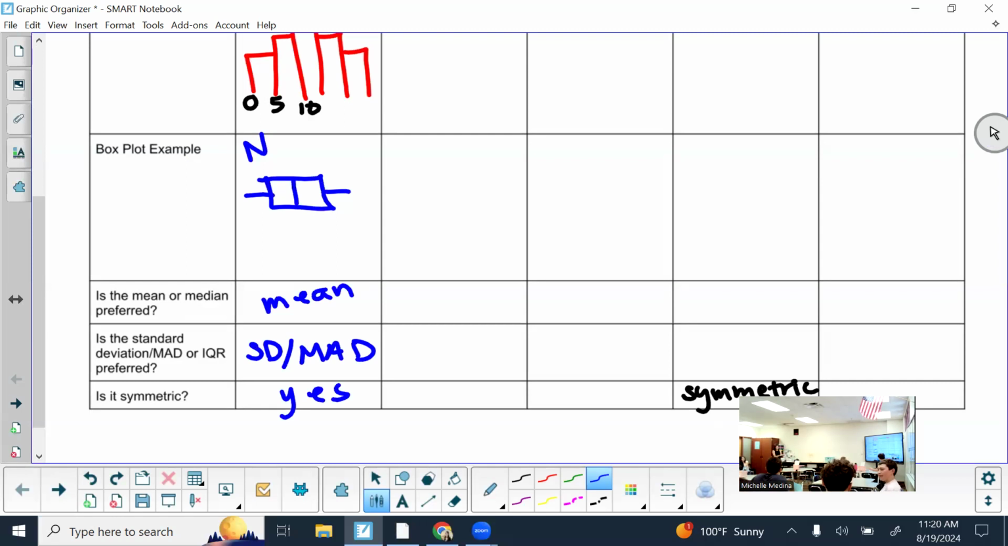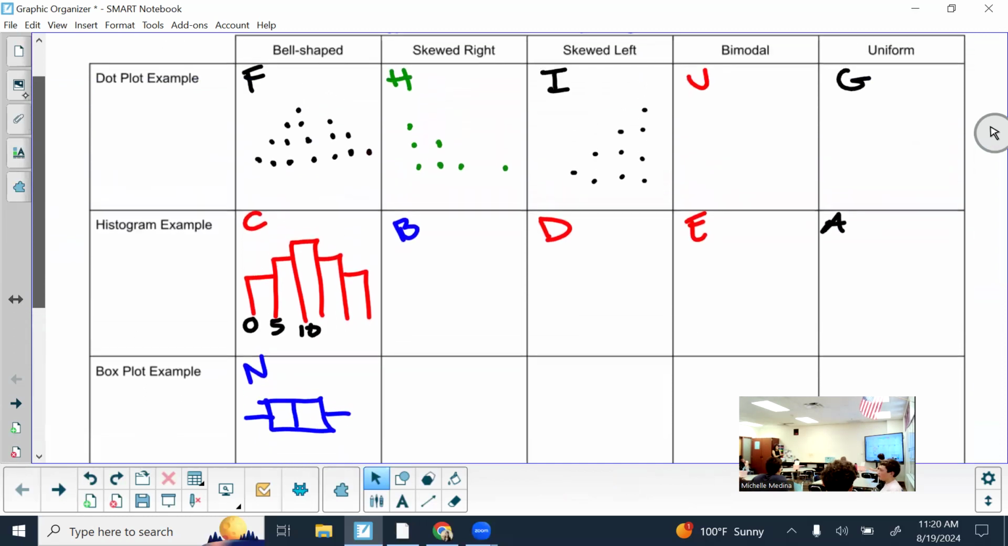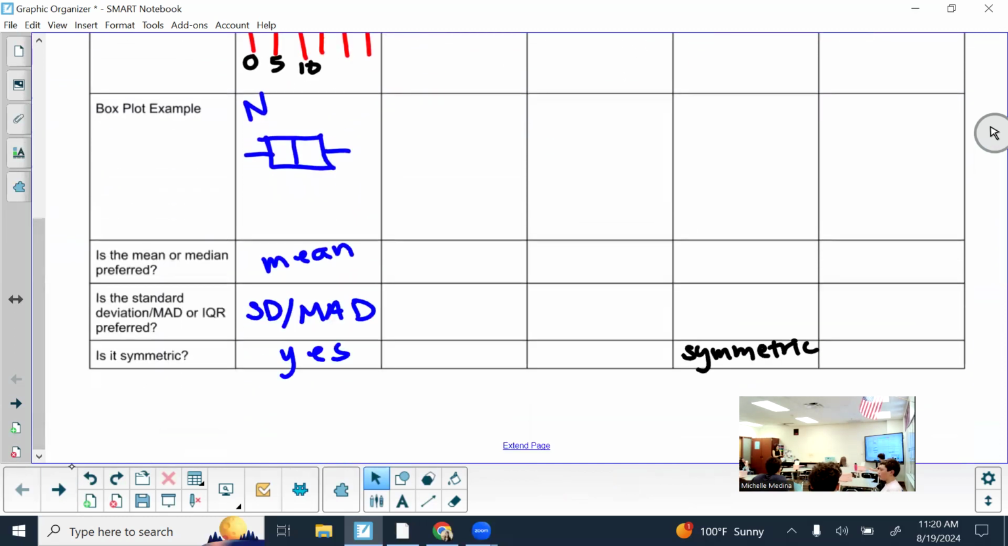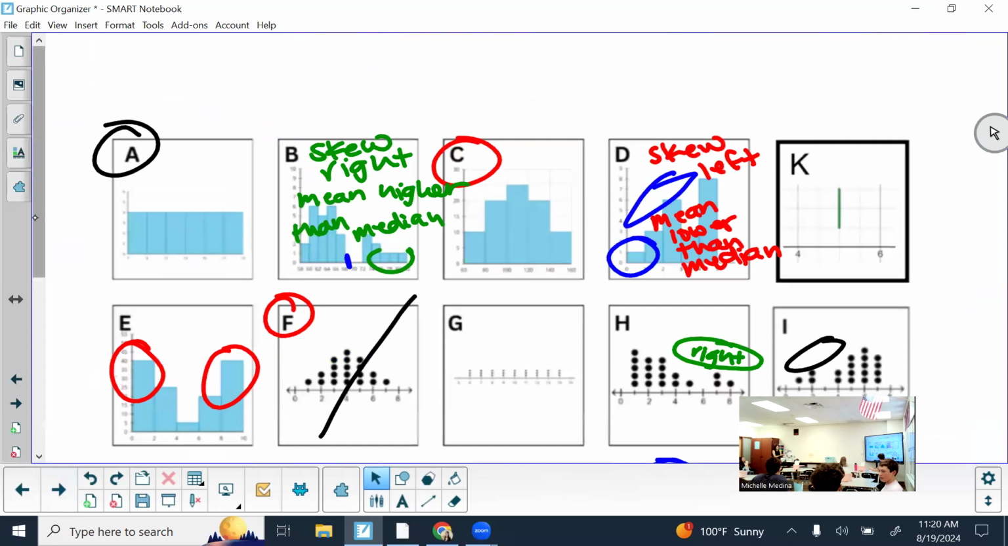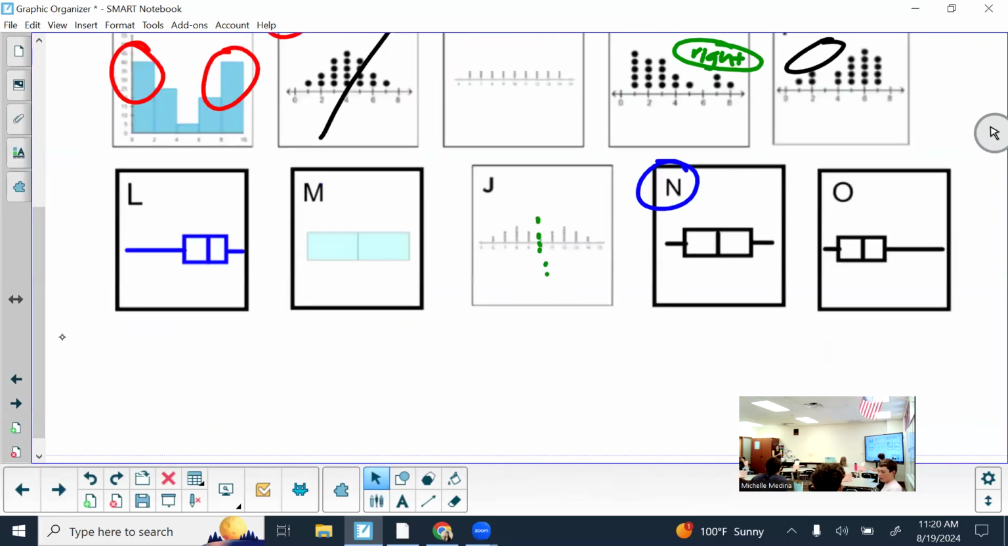Okay. So then Sophia, for our right skewed box plot, which one would you say is right skewed? It would be O.